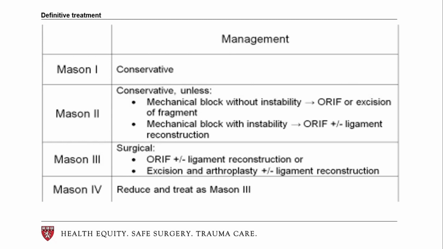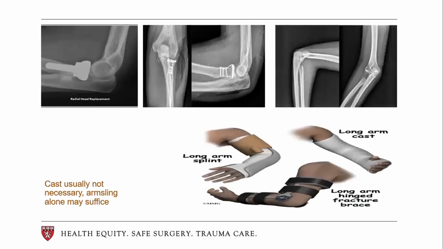With the Mason 4, which is a radial head and neck fracture with a dislocation, reduce the dislocation, then treat as a Mason 3. So these are the options we've discussed.